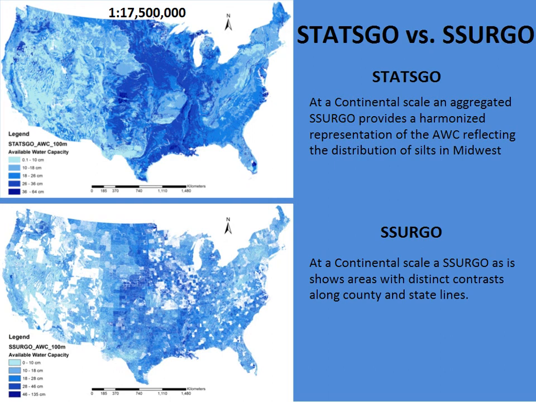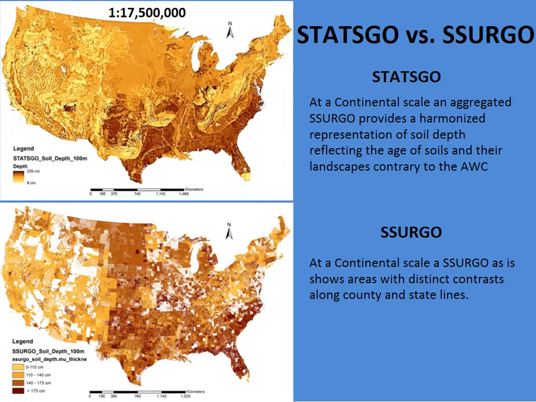You can see that at continental scale, an aggregated SSURGO, which is STATSGO2 in this case, provides a harmonized representation of the AWC, reflecting the distribution in the southern Midwest. When you look at SSURGO, however, some of the obvious issues become quite visible, like the distinct contrast along county and state lines. Well, the same thing can be observed for the soil depth.